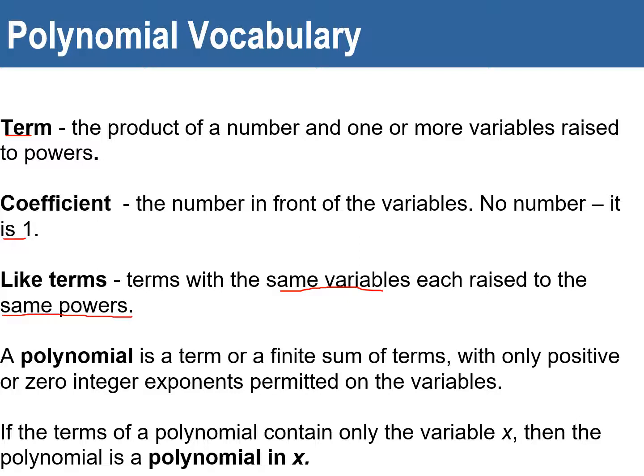2x squared, 5x squared. A polynomial is a term or a finite sum of terms with only positive or 0 integer exponents permitted on variables. No 1 over x's. Now, if the terms of a polynomial contain only the variable x, then we call it a polynomial in x.